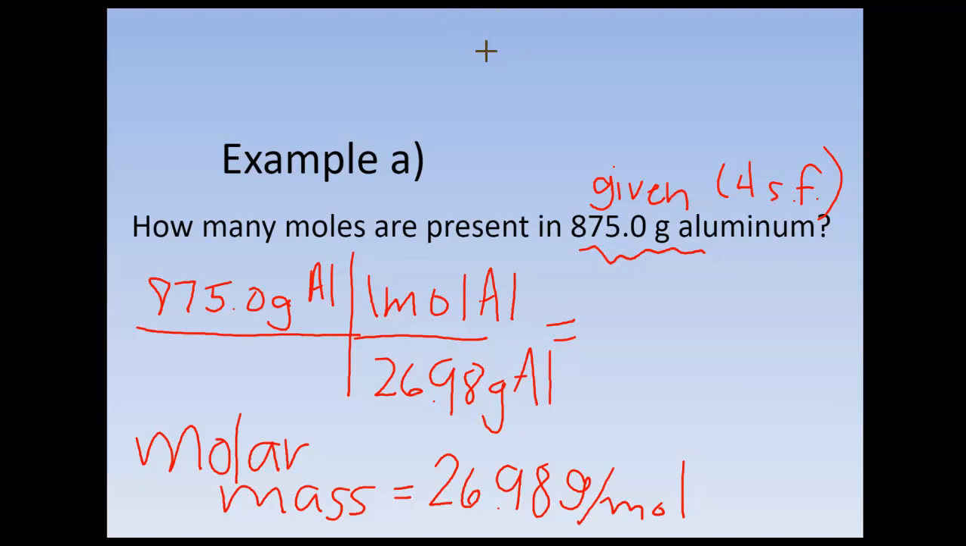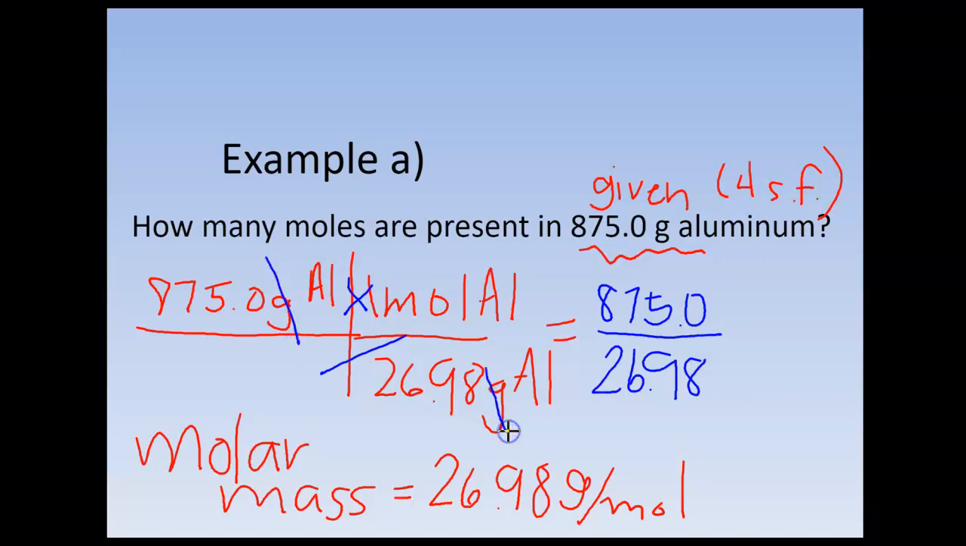And in this format, to calculate, I'm going to multiply the things on the top and divide by the things on the bottom. So 875 times 1 mole gives me 875.0. And then I'm going to divide that by 26.98. All right, so now what about our unit label? The grams have canceled out. All I'm left with is moles of aluminum.